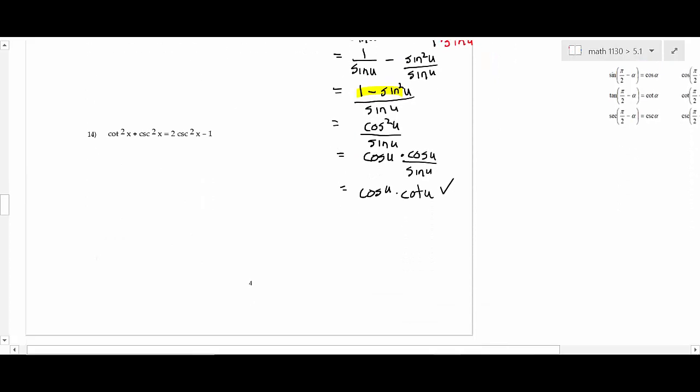So this one I'm going to work with, I'll just work with the left side. I suspect this one wouldn't make a lot of difference which side you focus on. So I'm just going to go ahead and write down the left side, which is cotangent squared x plus cosecant squared x, like that. And let's see what we can do with that.